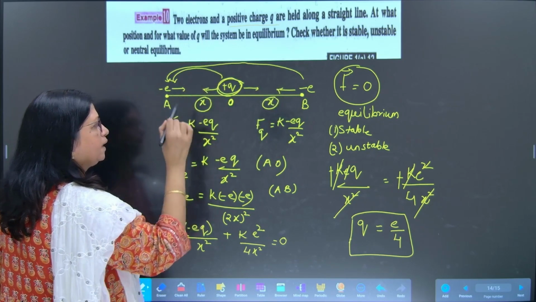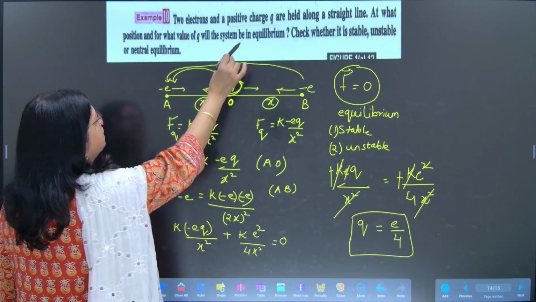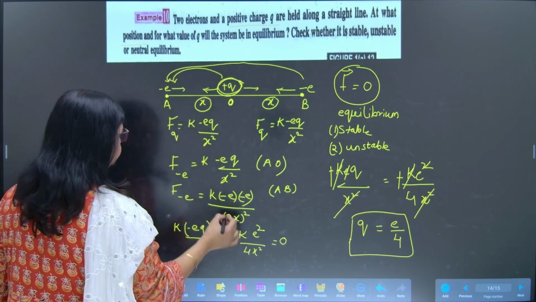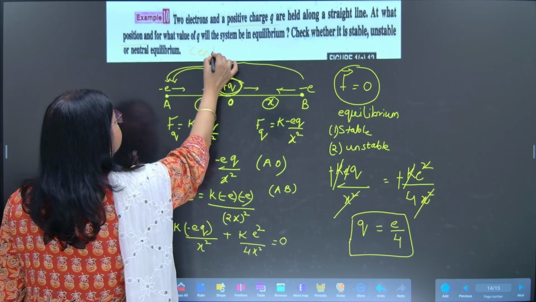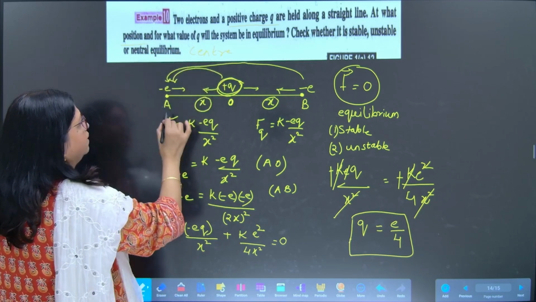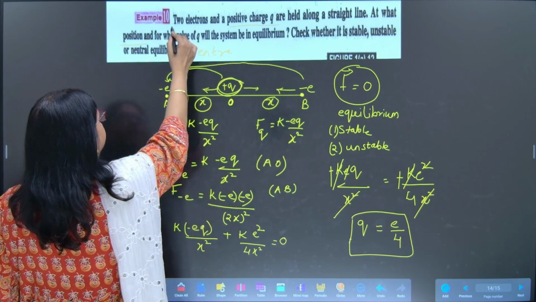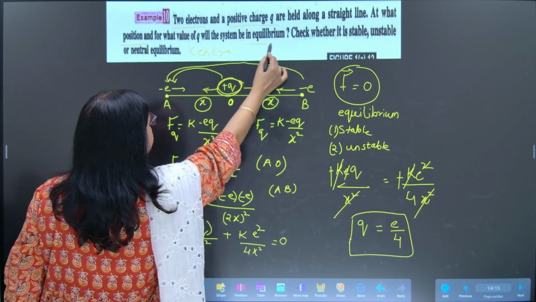So plus Q should be kept at the center. Then the system will be in equilibrium. So the position is center. Okay, that should be mentioned in the answer. Position: center of the line joining the two electrons, minus E. The equilibrium will be attained.